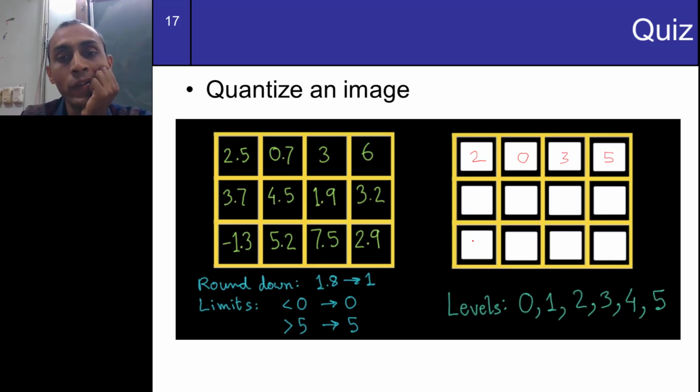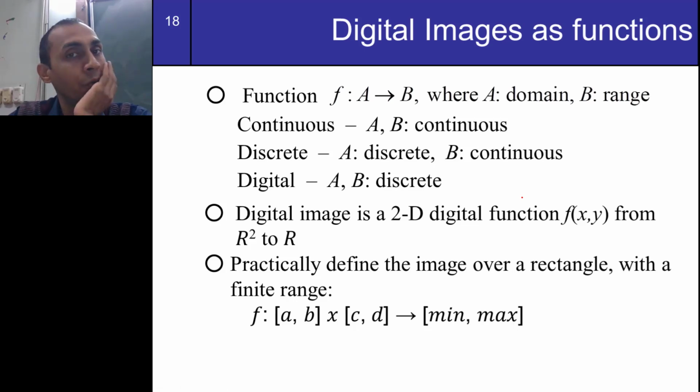And so on. Hopefully, this will be 3, 0, and so on. So we can also represent images as functions. When we are saying digital image, that means we can represent images as a digital function. What is a digital function? What is a discrete function?